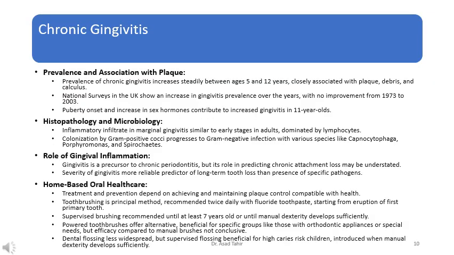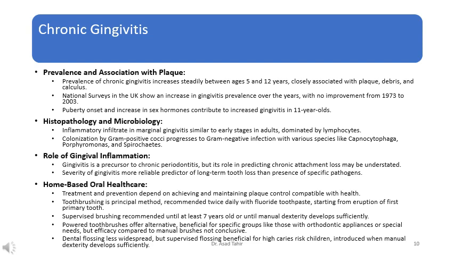Chronic gingivitis. Prevalence and association with plaque. The prevalence of chronic gingivitis increases steadily between ages 5 and 12 years, closely associated with plaque, debris, and calculus. National surveys in the UK show a change in gingivitis prevalence over the years, with improvement from 1973 to 2003. Puberty onset and the increase in sex hormones contribute to increased gingivitis in 11-year-olds.